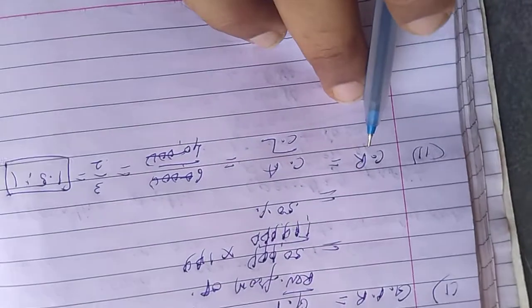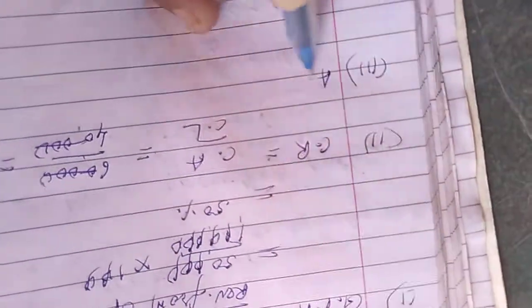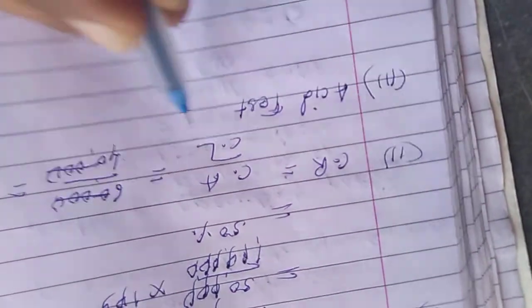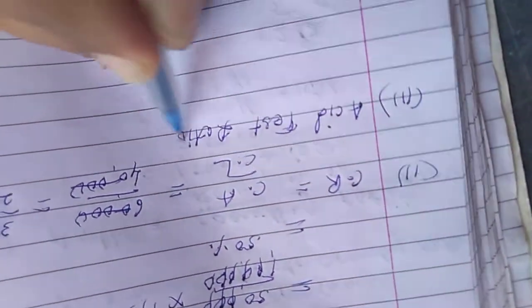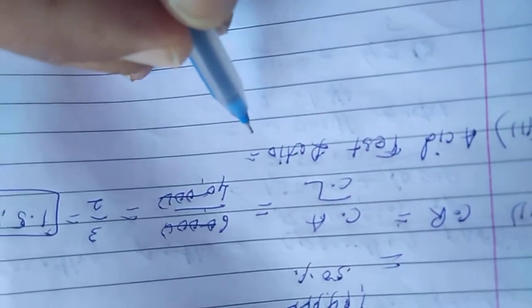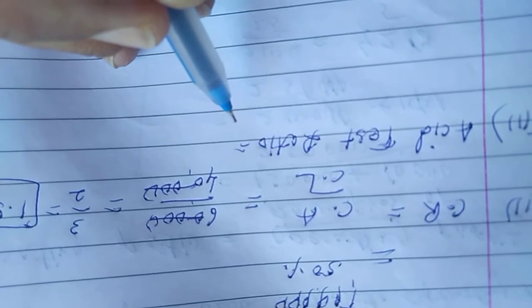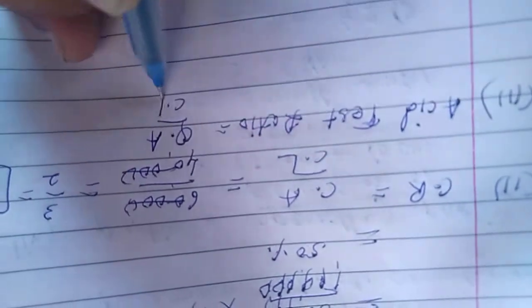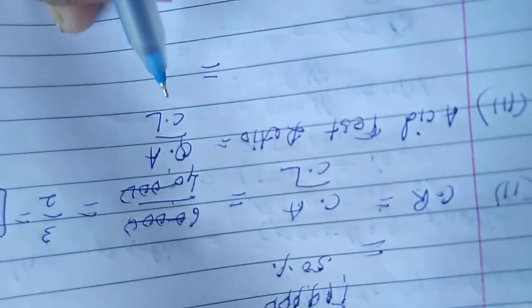So the second, current ratio, is current asset upon current liability. Now the third one, acid test ratio. You know the formula of acid test ratio. Another name of acid test ratio is quick ratio or liquid ratio. So quick asset upon current liability.